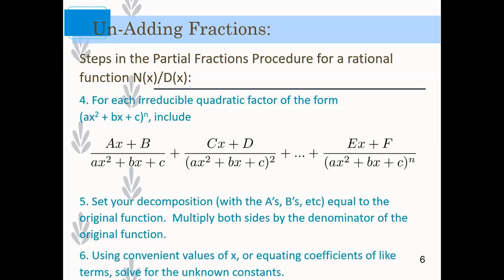Yeah, that's it. Convenient values of x, that's the plug-in method, right? And equating coefficients of like terms, that's the comparing coefficients method. So you have both of these tools in your toolbox and you use them simultaneously to your advantage. Of course, the plugging in of stuff is typically a quick and easy way to get some of the unknown numbers. But the equating coefficients thing is also useful. Okay?